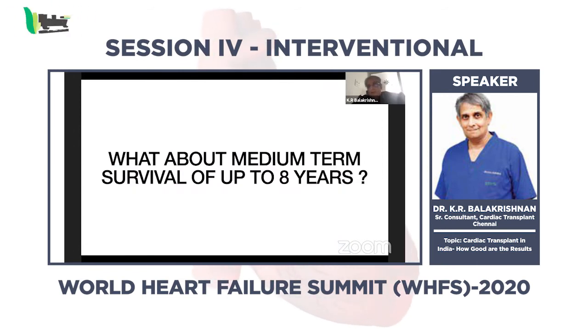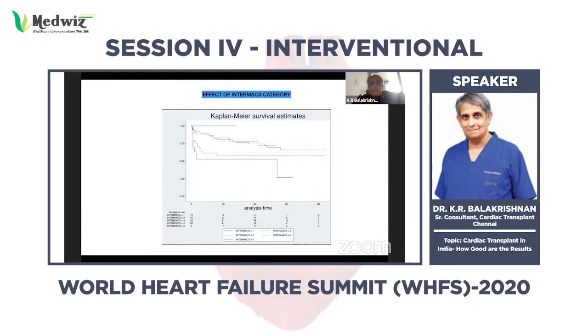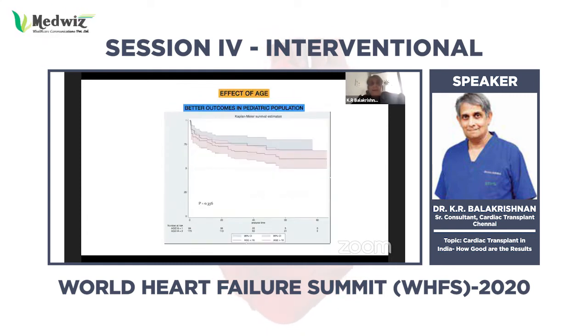What about medium-term survival of up to 8 years? For the overall series, we had about 65% survival, and the longest follow-up we have now is 8 years. Our Kaplan-Meier curve from 7 years, 8 years, and back to 18 months is roughly around 65%. There seems to be a difference between pediatric and adult transplants. Patients under the age of 18 had significantly better survival at 7 or 8 years, with a p-value of 0.356, almost 74% 7-year survival as compared to older patients.